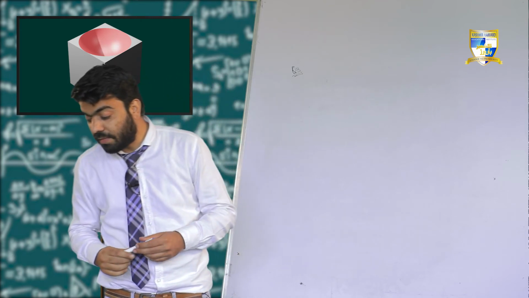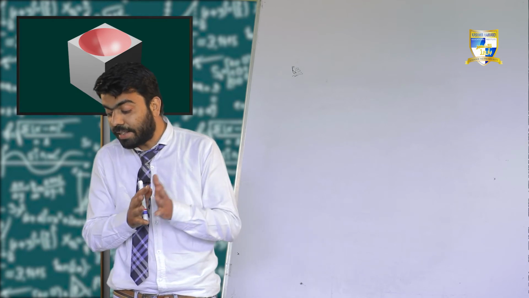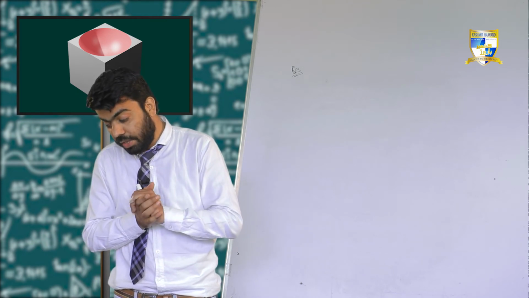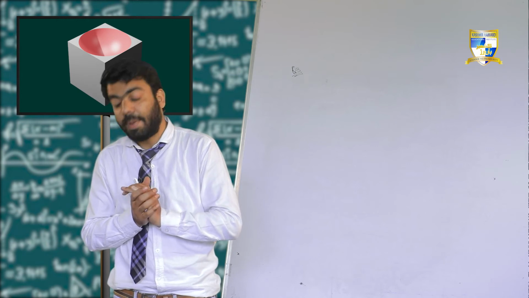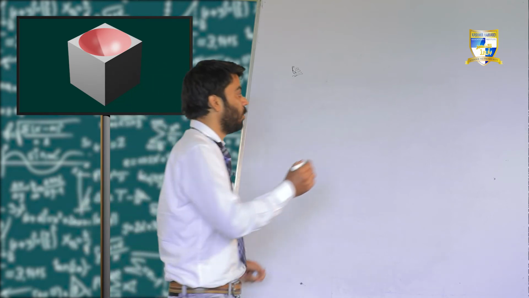The question says the hemispherical depression is cut out from one face of the cubical wooden block such that the diameter L of the hemisphere is equal to the edge of the cube. Determine the surface area of the remaining solid. So question is like this.